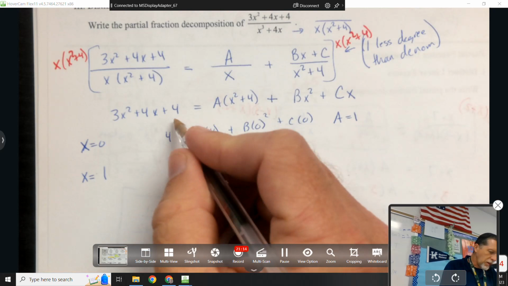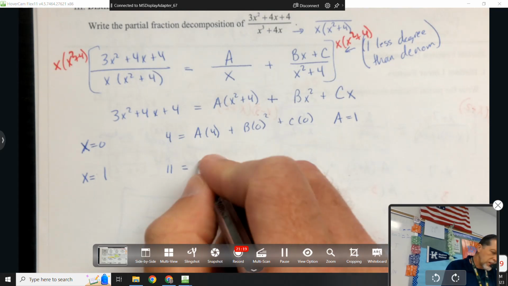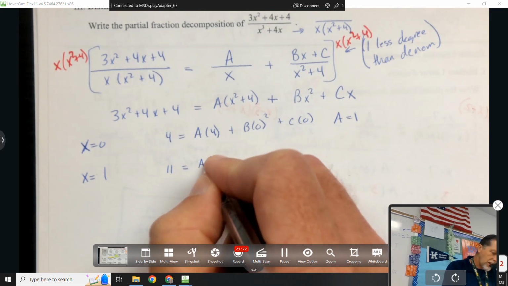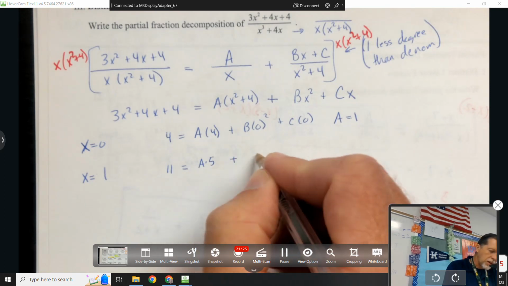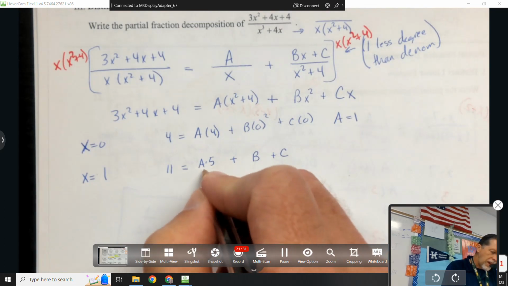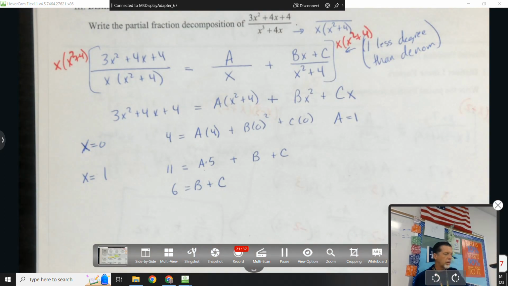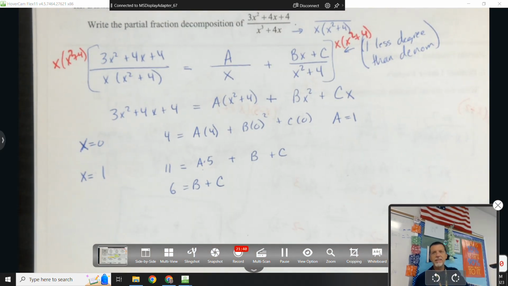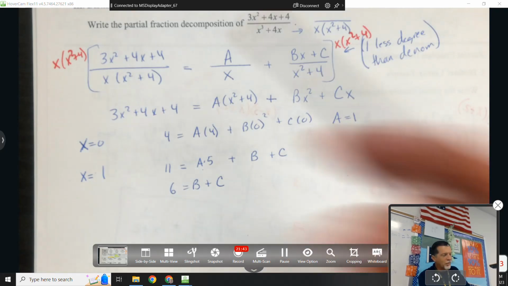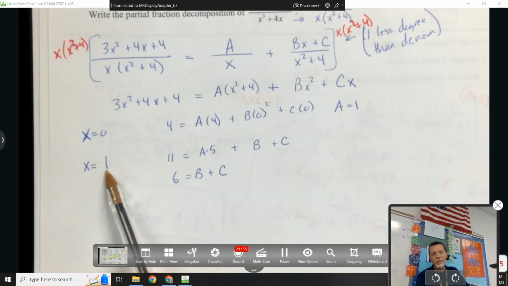So 3 plus 4 would be 11 equals a times 5. Although we already know a, so we could make that swap there. Plus b plus c. So a is 1. So 6 equals b plus c. Well, okay. It's better looking than what we started with, but I don't know b or c yet. So let's pick another value of x and see what happens. I'm definitely out of really good values. Now I'm out of easy values. Now I've just got to pick something.